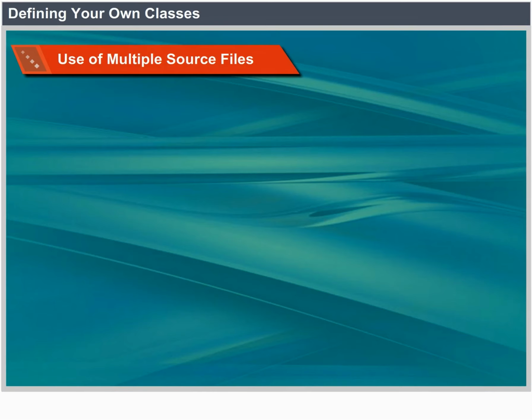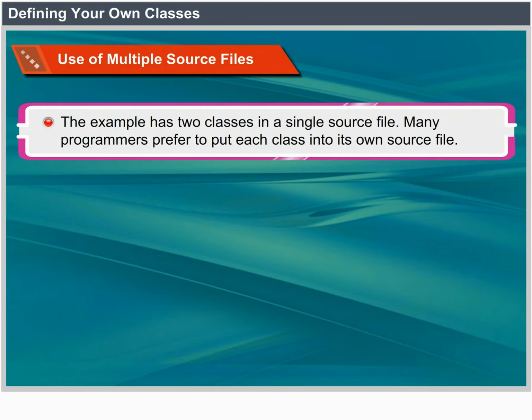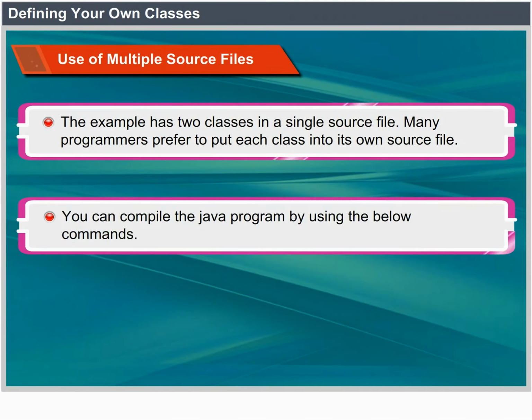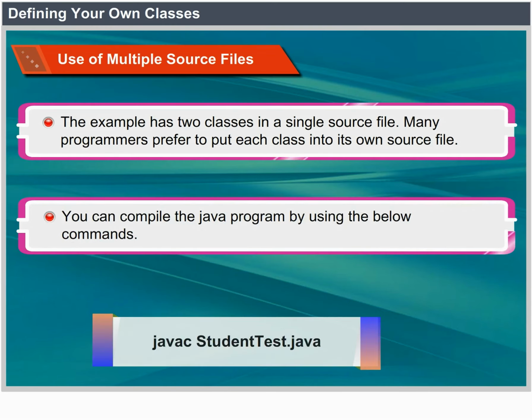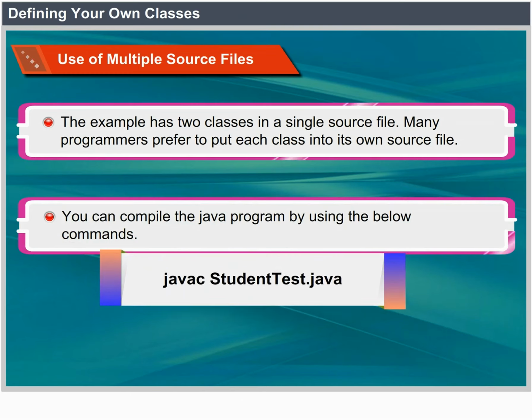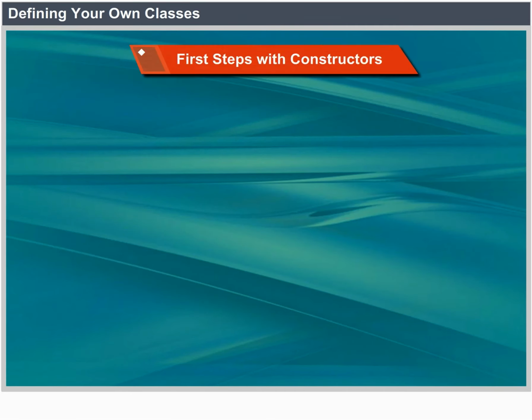Use of multiple source files. The example has two classes in a single source file. Many programmers prefer to put each class into its own source file. You can compile the Java program by using the below command: javac StudentTest.java.